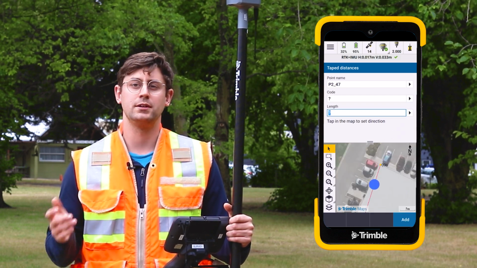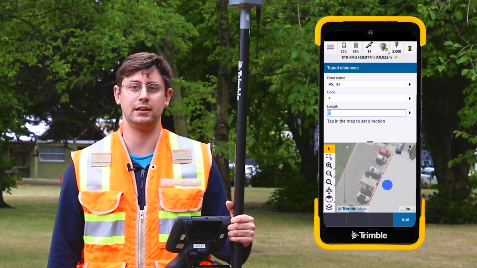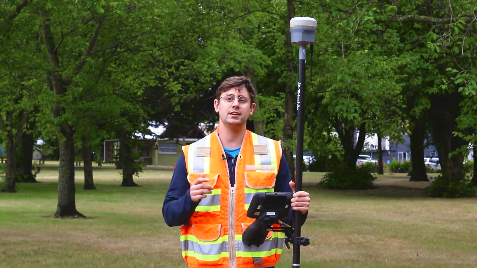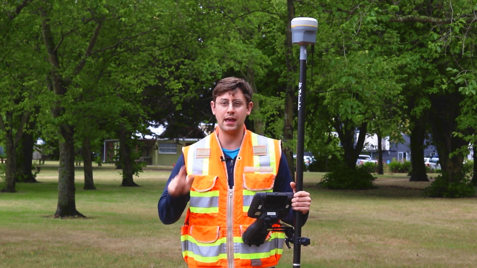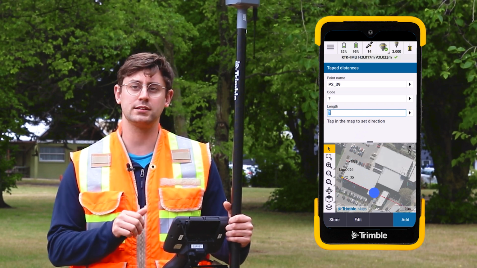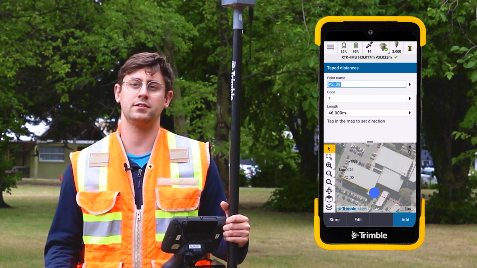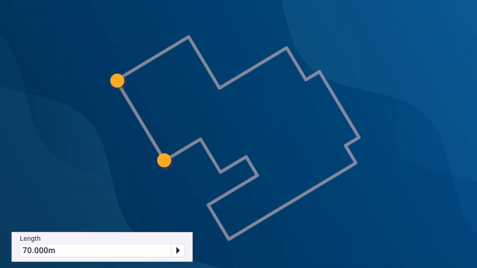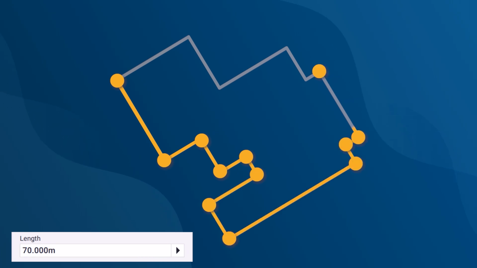Then tap in the map to define the direction of your first side and input the corresponding length. You can now see a preview of the line in the map. To confirm that side, tap Add. Now, tap to the left or right of your last point to define the direction of the next side. Input the side's length and tap Add. Follow this process for all of your lines around the structure.